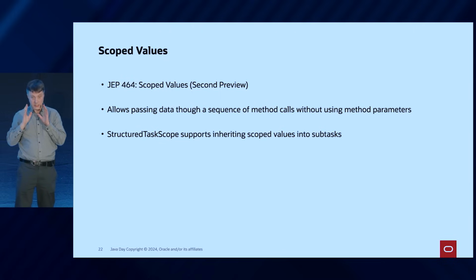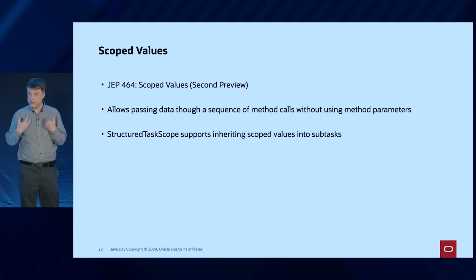It's an interesting API because it can make data available. You can pass it through a sequence of method calls without using method parameters. In addition, it costs absolutely zero to support the inheritance of scope values into subtasks. And this is very interesting for structured concurrency.